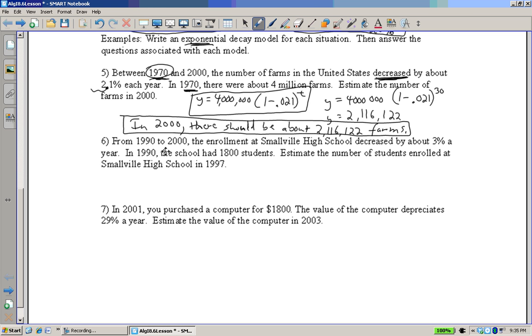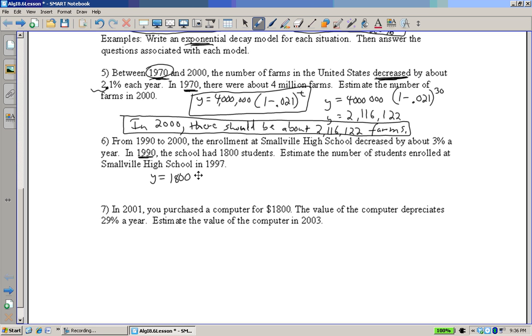Okay, from 1990 to 2000, the enrollment at Smallville High School decreased by about 3% a year. In 1990, the school had 1,800 students. Estimate the number of students enrolled at Smallville in 1997. Again, we're going to get our general model here. Y equals our starting point, in 1990, the beginning year. They had 1,800 students, so that's going to be my C value.